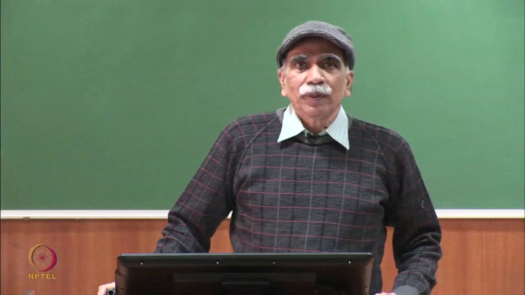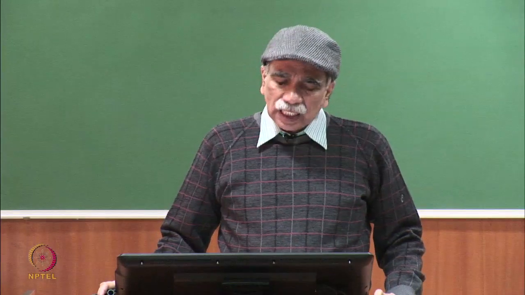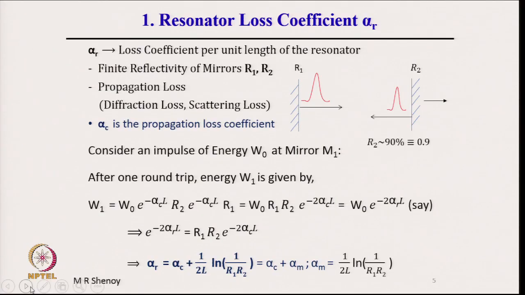Okay, let us start with the first parameter, the resonator loss coefficient alpha r. Let us consider, for example, a plane mirror resonator shown in the diagram here. This is mirror M1 and mirror M2, and what is shown is an impulse travelling back and forth inside the resonator. R1 and R2 are the reflectivities of the mirrors. As the impulse propagates back and forth, it undergoes reflection at mirror M2, comes back and undergoes reflection at mirror M1.